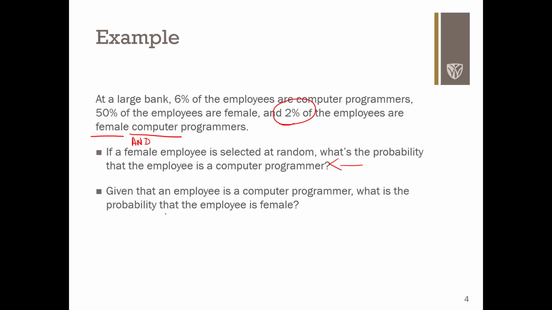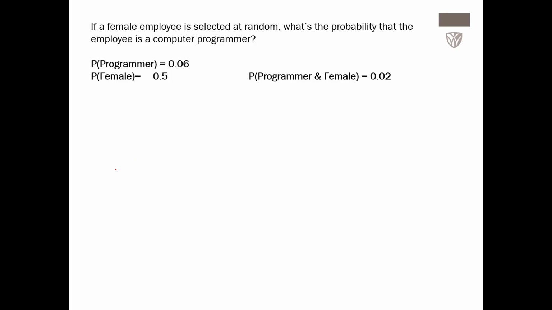Oftentimes, if you're talking about a conditional probability, you'll have the word "given," like we do in this second scenario here, but sometimes you just have subsetting language that is indicative of conditioning. For example, here we just have "if a female employee is selected," right? We're not selecting an employee at random, but if we select a female employee, what's that probability? Okay, so how would we work this problem?